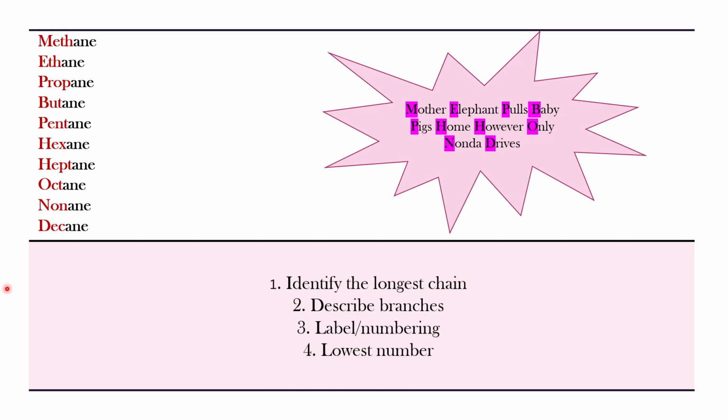These are 4 basic steps of naming the compounds. You first have to identify the longest carbon chain. The second, you need to describe the branches. 3, label or the numbering. And 4, you always start with the lowest number when you start to name the compounds.